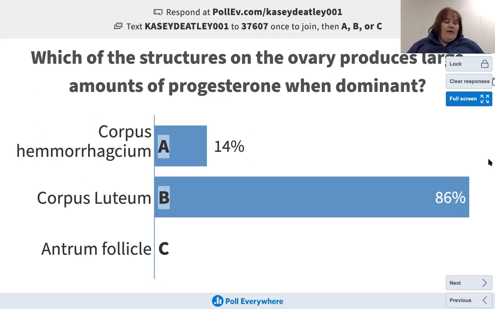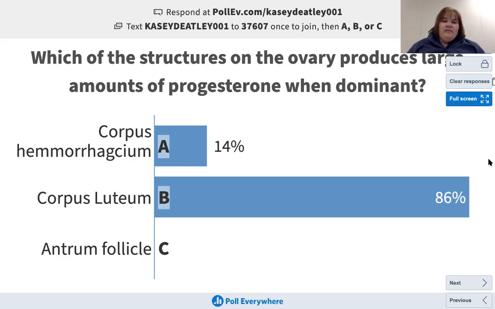For about the first 5 days after ovulation, sometimes longer, it will have a really dark appearance because of the presence of a bunch of those busted blood vessels. The corpus hemorrhagicum will start producing small amounts of progesterone, but the question here was asking for large amounts. And so that's the corpus luteum.